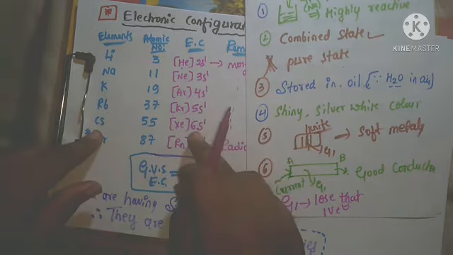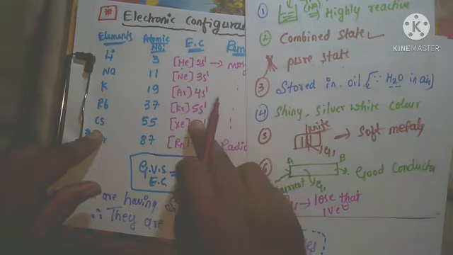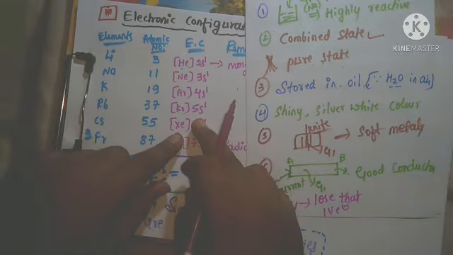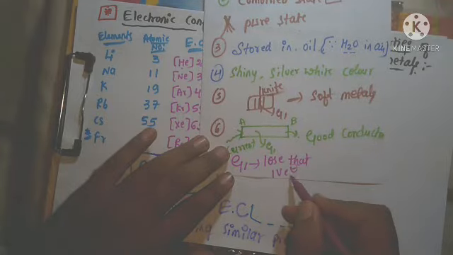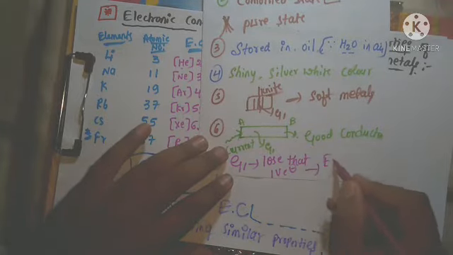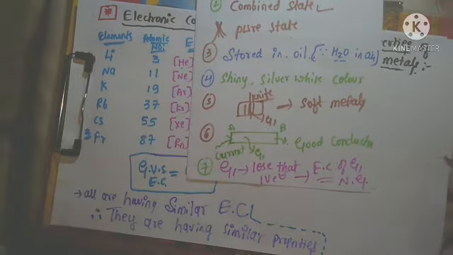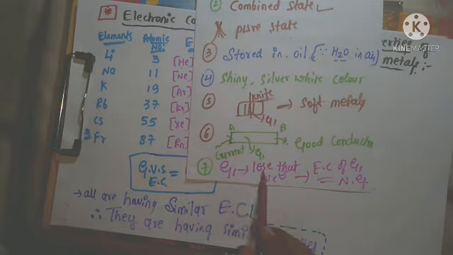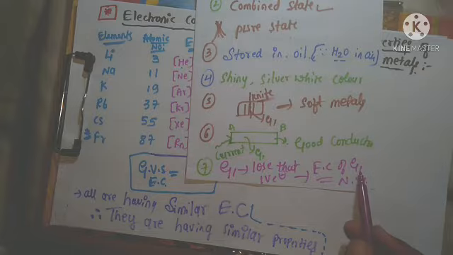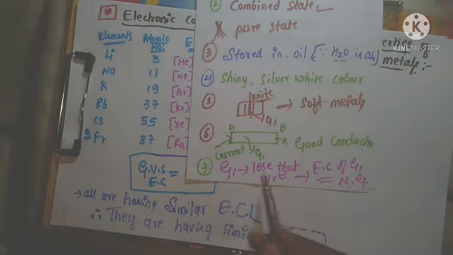Similarly in cesium, if you remove one electron from the outermost shell, what is the configuration? Xenon configuration. This means after losing one valence electron, the electronic configuration of group 1 is the same as that of the noble gases. Same means iso. Iso means same. When group 1 elements lose one valence electron, the electronic configuration of group 1 will be isoelectronic with the noble gases. This is the 7th point.